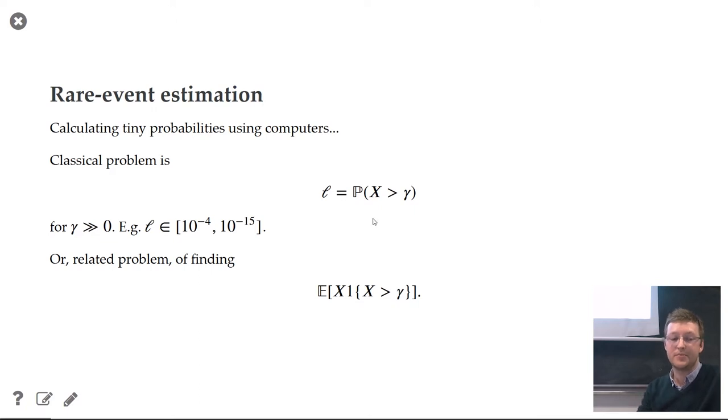One problem of this type is the probability I just mentioned, the survival function. Another is an expectation, which is basically: in the event that some X takes on a large value, what is its expected value in that scenario? So this looks like an expected shortfall type of equation.